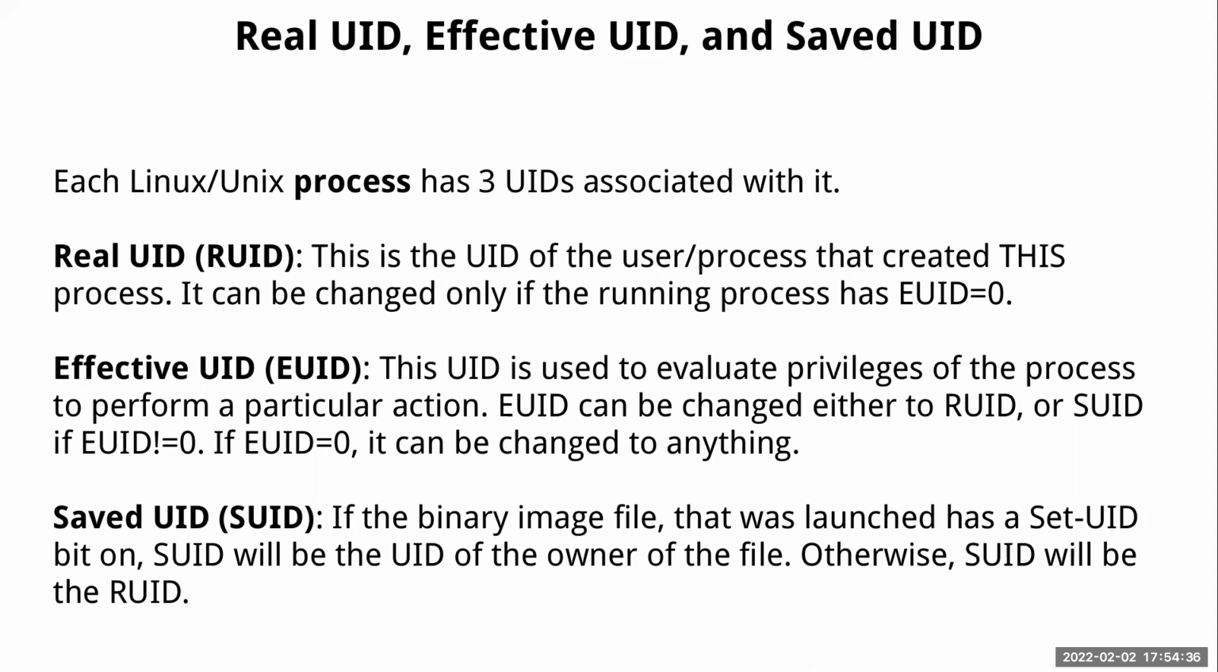There are 3 user IDs associated with each process. The first one is called the real UID, RUID. This is the UID of the user or process that created this process. Then there is something called the effective UID. This is the UID used to evaluate the privilege of the current process. In most cases, the effective UID is the same as the real UID. So whoever creates the program is assigned to the effective UID. Then there is a saved UID, which is not that important in our case.